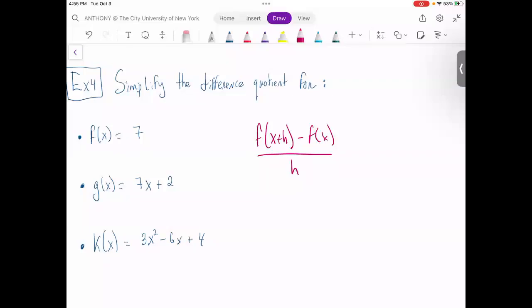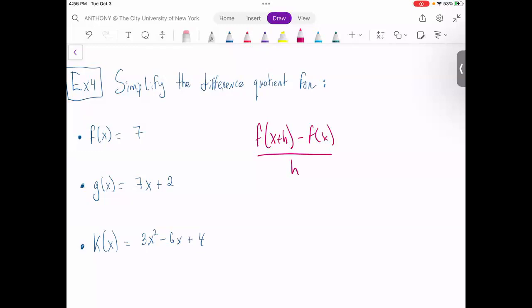All right, everyone. So, in example number 4, we want to look at simplifying the difference quotient for the following function. So, in this video, I'll do 3 examples. The first one is f of x equals 7. The second one is g of x equals 7x plus 2. And the third one is k of x equals 3x squared minus 6 plus 4.